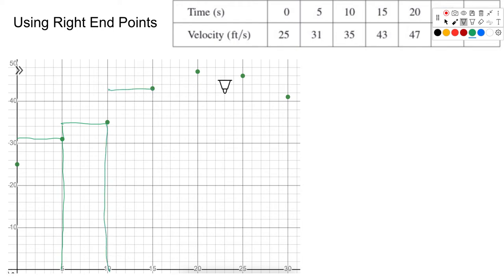So this gives us the right endpoints. And notice we used the last one, but we didn't use the first point. We didn't use the 25, but we made our rectangles with these points.